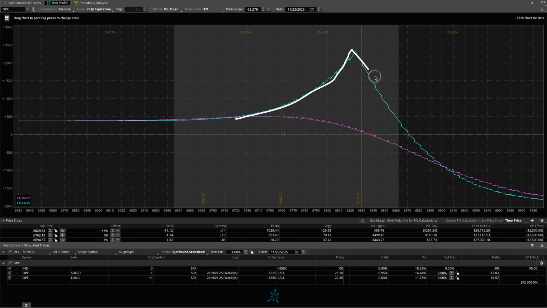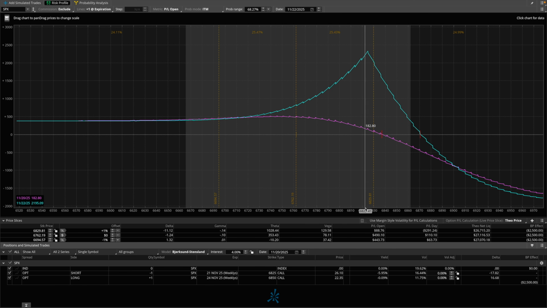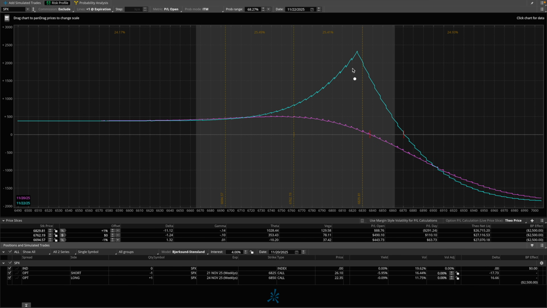This cyan colored blue line back here is the profit and loss at expiration. So if by tomorrow the market is up 1%, my P&L should be up roughly around $2,000 on this position. However, as you can see here, if the market was to go past a certain level, this is where my P&L would actually start going red at expiration.